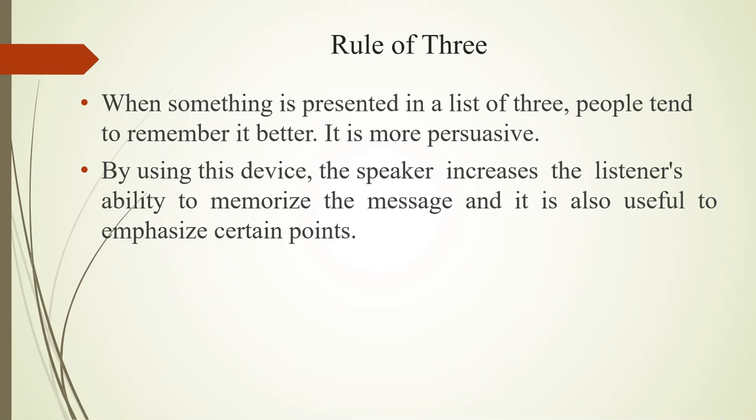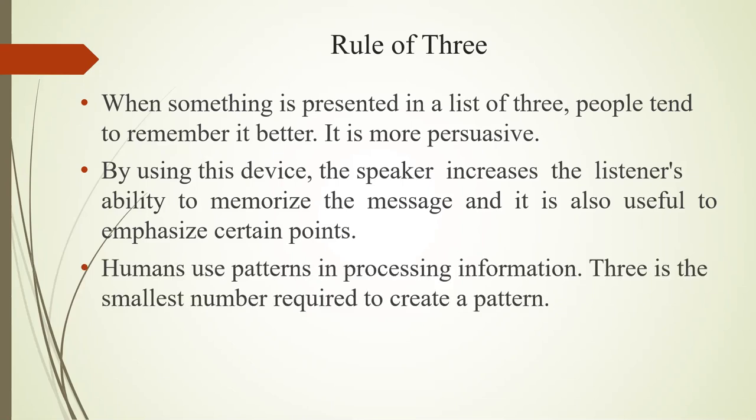And also the readers or the listeners are likely to remember it better when something is presented in a list of three items. So this is in line with the way information is processed by humans. Humans use patterns in processing information, whether it is visual information or auditory information. So we try to recognize patterns. And that's characteristic of how we process information.